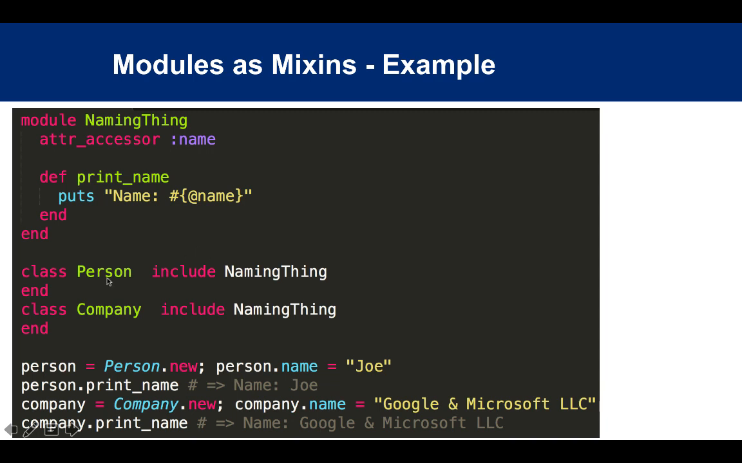And you could have an empty class Person or an empty class Company that just includes that NamingThing module. And then what it lets you do is you automatically get this behavior of this module for free, right? So then you could do Person.new to instantiate a person, assign the name, and then call print_name, which is the method that's defined in the module above. And you could do the same thing for a company, right? So now company.name equals so-and-so, and then you could print out that name. So the idea is the Person and the Company don't inherit from that class, but they include the behavior of those modules.